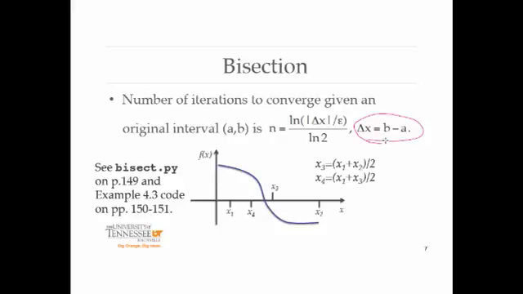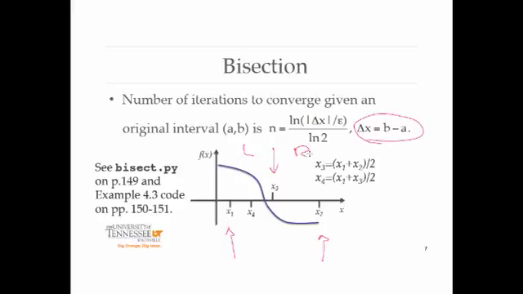Before we go to bisection.py on page 149, and also an example use of it in 4.3, I just wanted to illustrate again what this method is doing. You would start off with a given interval x1 and x2, equal to say a and b, and then you would compute the midpoint and test where the sign change occurs, either on the left half of this interval or the right half.